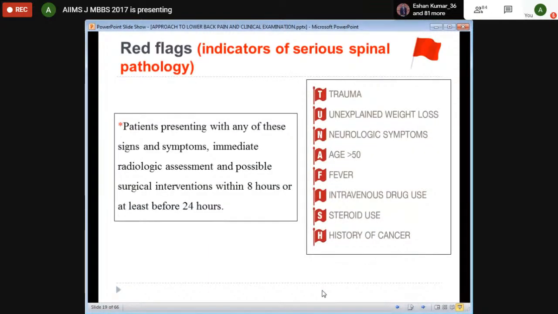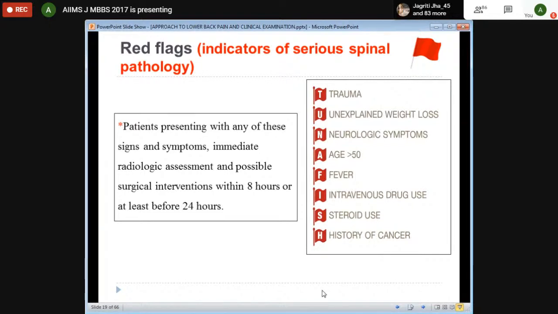Then there are various red flag signs and yellow flag signs in the case of spinal pain. Red flag signs are the signs which need immediate treatment. These have various types of characters, and even in serious cases we need to have surgical options for the red flag signs. You will call it a red flag sign in the case of trauma in younger patients, unexplained weight loss, neurological symptoms, if the patient has any sensory loss or motor loss, or the patient age group is more than 50 or less than 20 years.